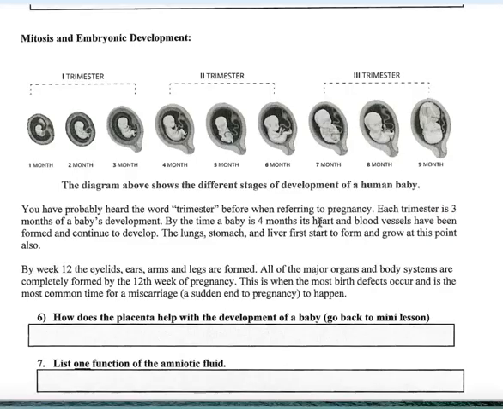By the time the baby is 4 months, its heart and blood vessels have been formed and continue to develop. The lungs, stomach, and liver first start to form and grow at this point also. By week 12, so that's the end of 4 months, the eyelids, ears, arms, and legs are formed. All the major organs and body systems are completely formed by the 12th week of pregnancy. This is when most birth defects occur and is the most common time for a miscarriage. This is a sudden end to pregnancy and the baby is lost.